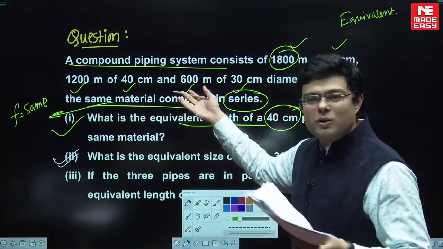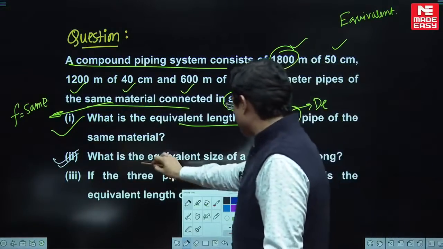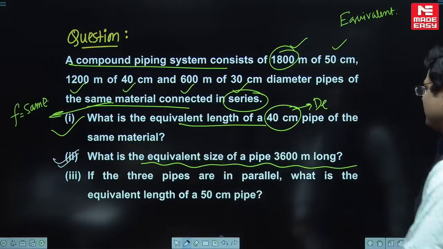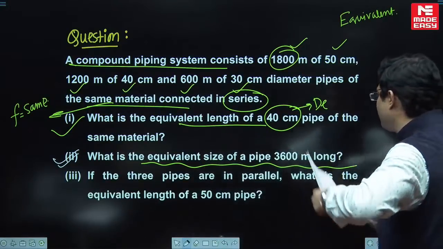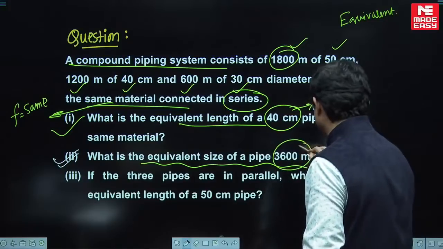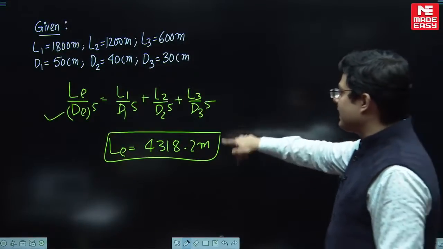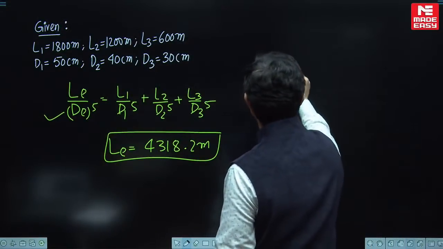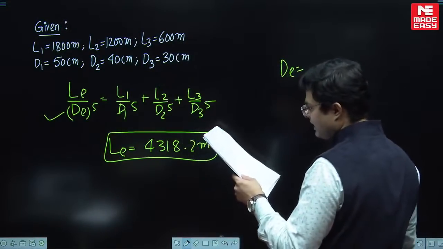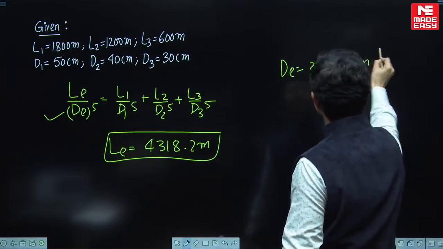Just look at the quality of the questions here. These are not normal questions. What is the equivalent size of the pipe? Now he is asking for the equivalent diameter. When the equivalent length is given, so LE is given in the second part, he is asking for DE. So you need to solve by Dupuit's formula again. That is going to be 38.57 centimeter.